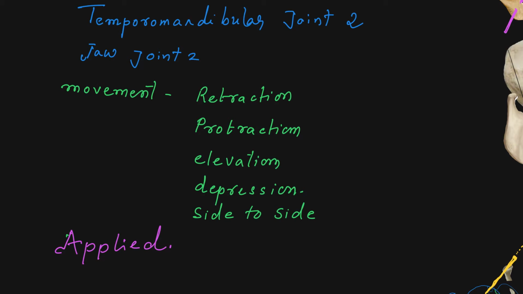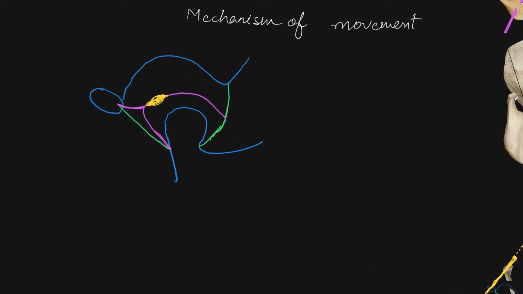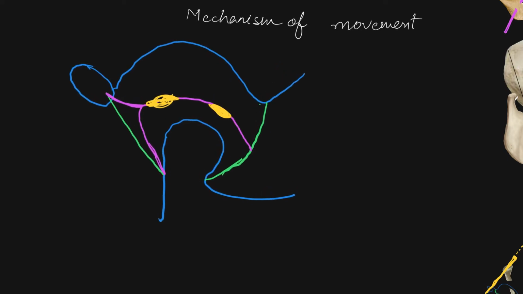In TM joint 2, we have to see the movement and applied anatomy. In movement, it's retraction, protraction, elevation, depression, and side to side movement. Now, to understand the movement, first we see the cavity of the TM joint. This cavity is divided by the articular disc into the meniscomandibular and meniscotemporal compartments.